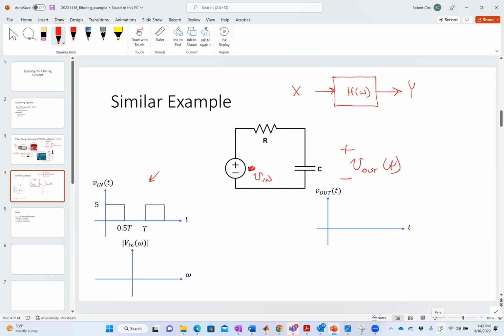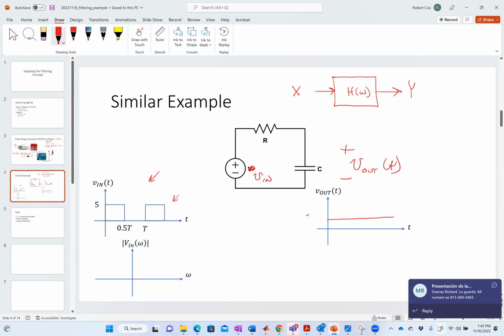Given the way I drew this, what's the target value? What's the DC value of this? No, not the DC value. 2.5. 2.5, right? Because the average value would be 2.5. So I want it to be 2.5 volts. Okay. Now let's think about this.